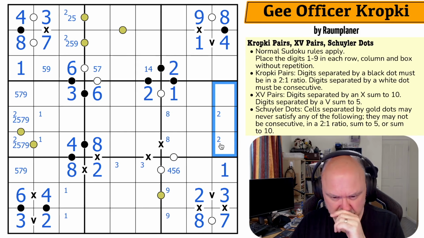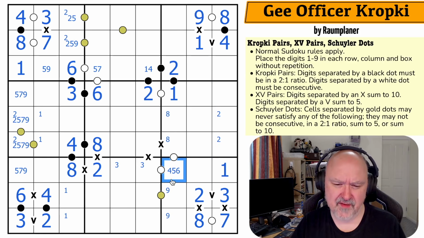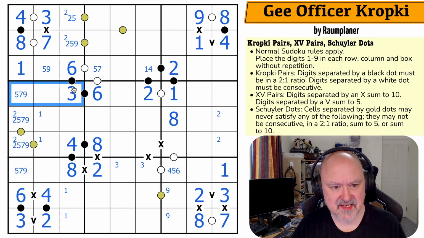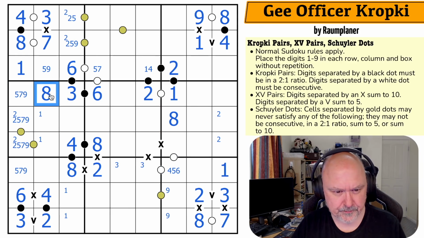I'm not sure what I'm doing with that. This is 4, 5, or 6. So this can't be an 8 anymore. 8 is not consecutive with 4, 5, or 6. That's the 8. And now where's 8 in here? I can't put it here, and that's a 3. That's an 8. Oh, I had the 8. Yeah, that was a little bit more given.